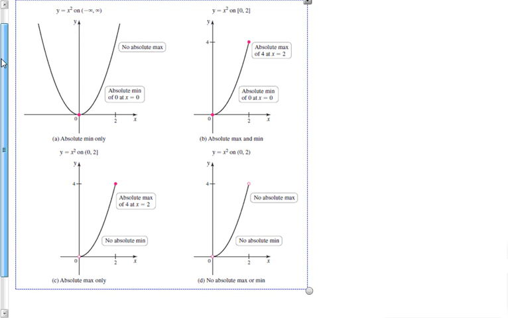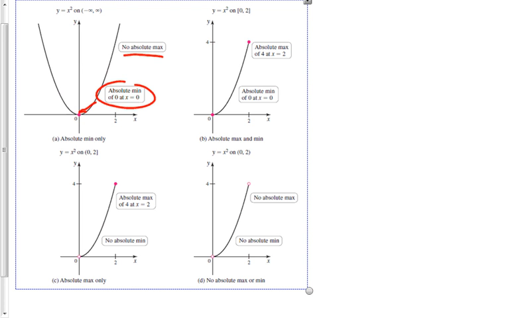Okay, taking a look at those top 4. Very first graph, we have an absolute min. Everybody okay with that one? How do we know it's an absolute min? Because we look at the graph, it's a parabola, we know there's nothing smaller. Duh, right, we okay with that?